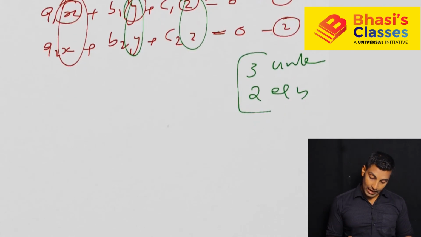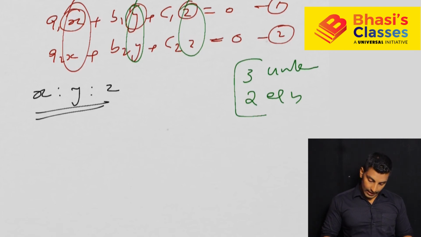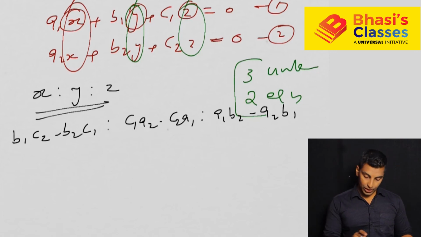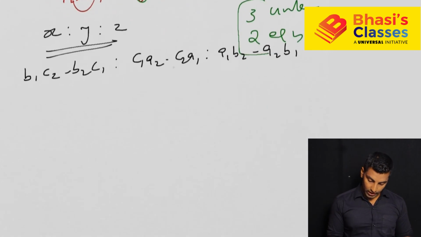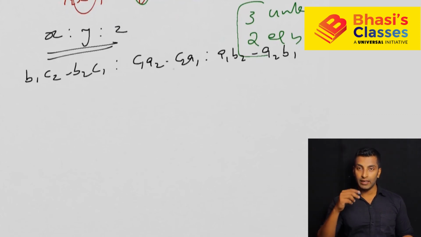But you can understand the ratio. Even if the third equation is not available, we can find the proportion of x is to y is to z. x will be b1c2 minus b2c1, y will be c1a2 minus c2a1, z will be a1b2 minus a2b1. You should write in this order. If you want a shortcut or a method to remember this, it is what we have seen in school, if you remember, in 9th or 10th standard.